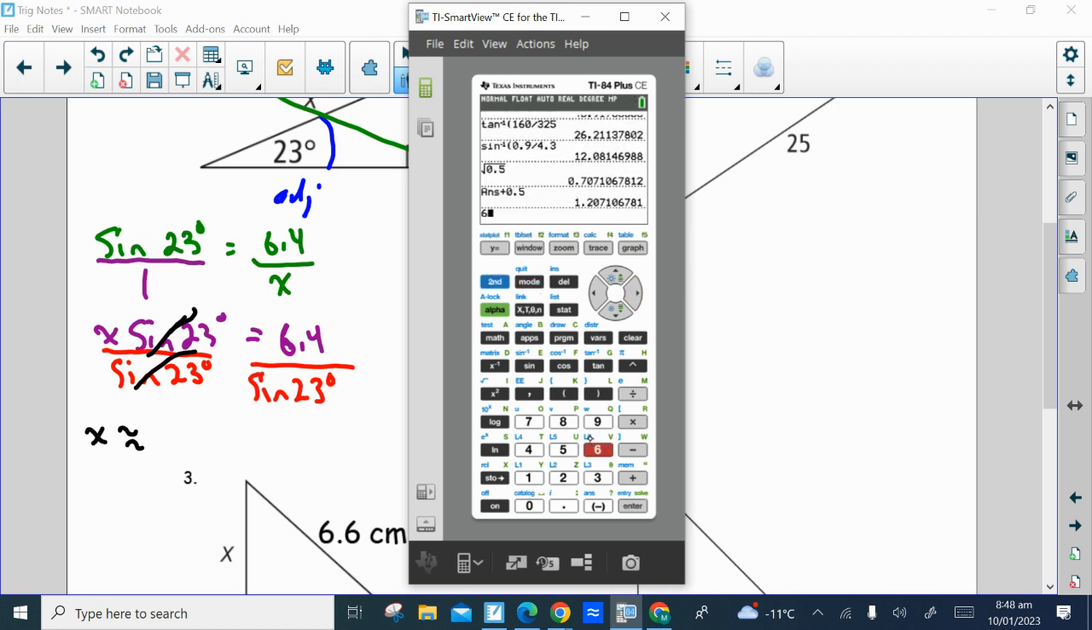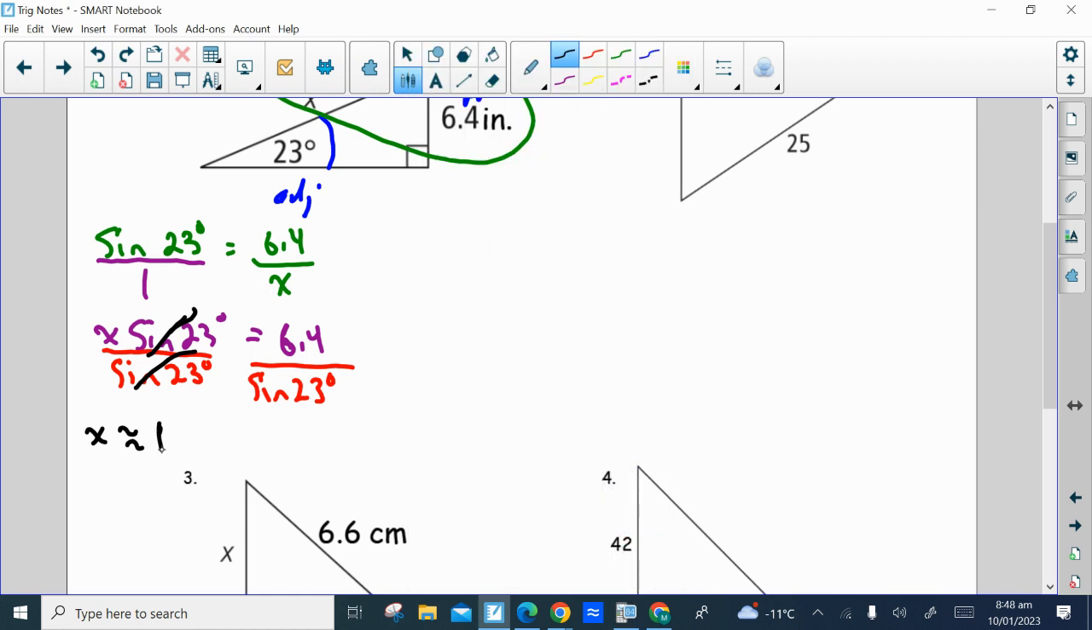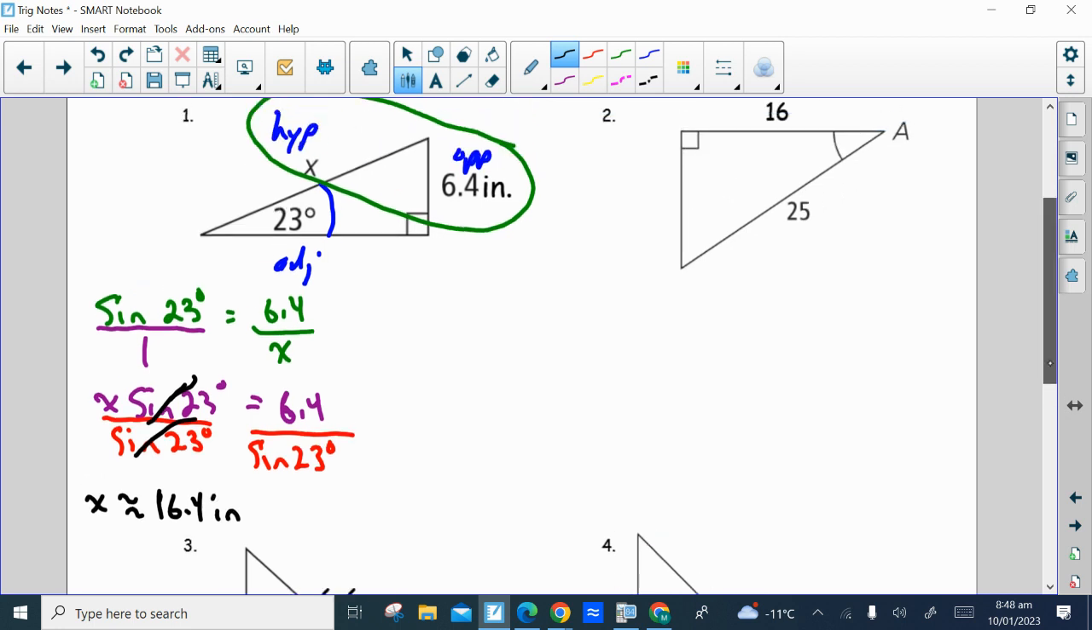And then we'll have 6.4 divided by sine of 23. So 16.4 is the approximate answer for x, and that would be in inches because the opposite side is in inches as well.